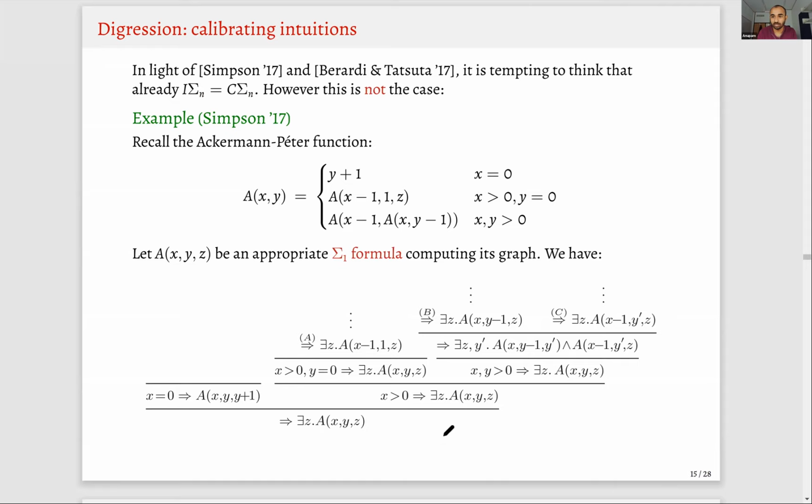So the question is, how much logical complexity do we need? Well, here we know it's I sigma two. I sigma two does prove the totality of Ackermann-Peta. Is there a general pattern here? And it's exactly this question which I address in this work.